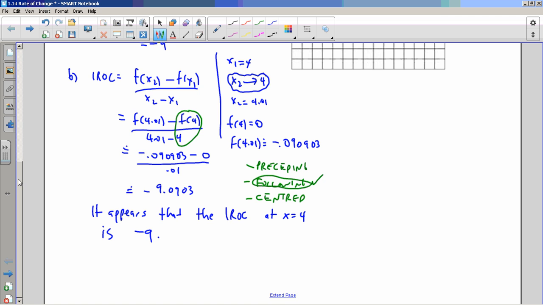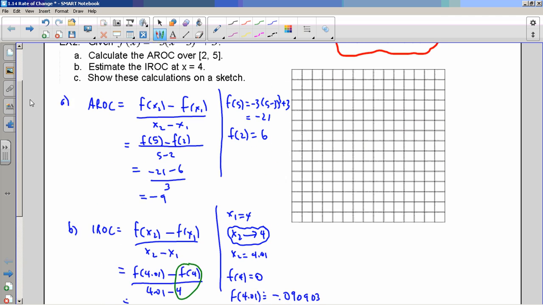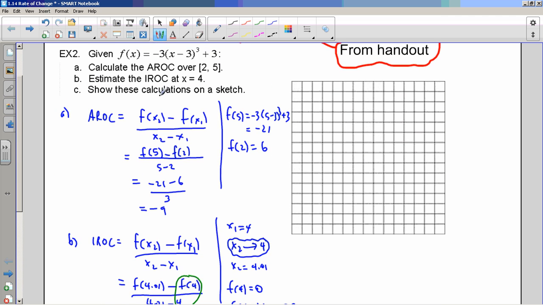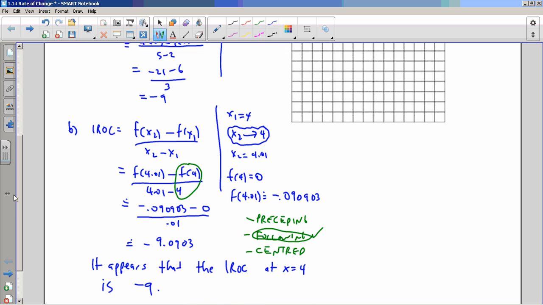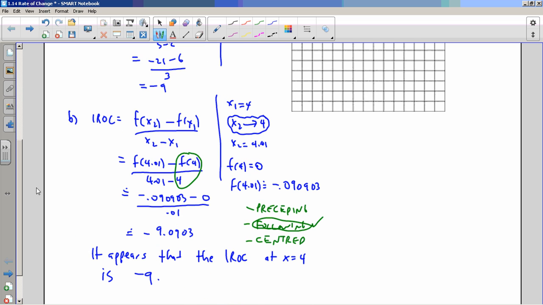Before I get to the graph, I want to mention something here. We show these calculations on a sketch. That'll be good review. I want to mention that we always end up with an expression like this, with a little tiny number, and in fact, that's how far we went away from the value that we wanted to find the instantaneous rate of change. This is kind of like the difference, right? This is how close the 2 points are to each other.